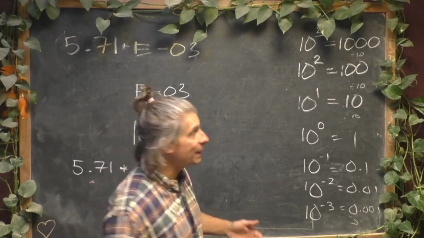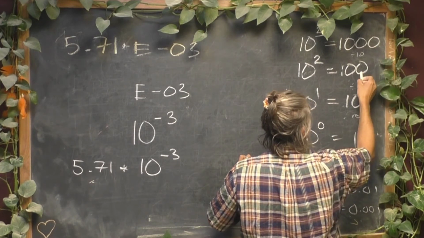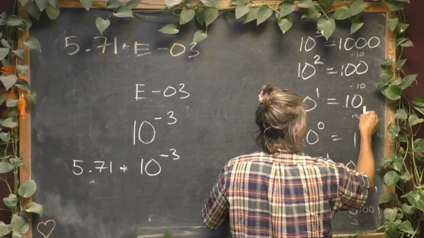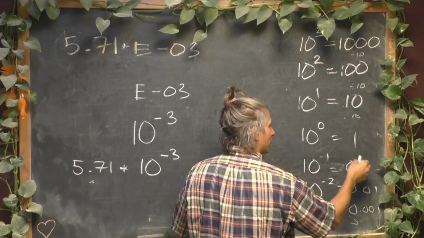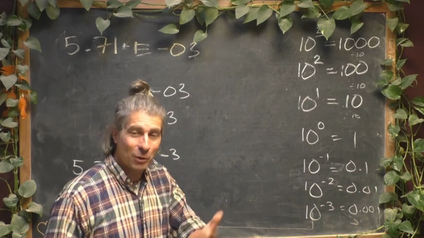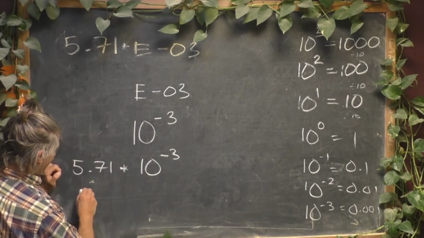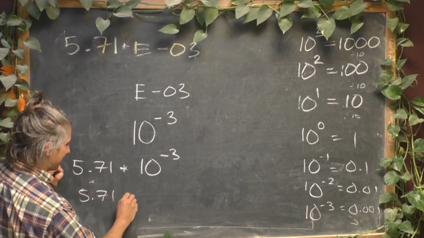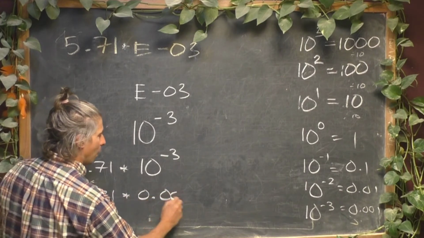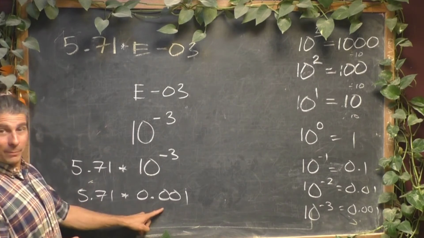If you want to think about it another way, all you're doing is moving the decimal place. Move it over 1, 100. Move it over 1, 10. Move it over 1, 1. Move it over 1, 0.1, 0.01, 0.001. So why do I go through all of this? To explain that this is just 5.71 times 0.001. What is the effect of multiplying 5.71 by 0.001?